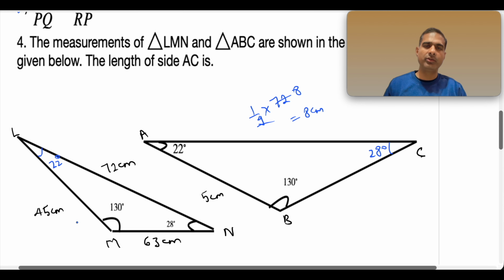So from here we came to know that every side of triangle ABC is 1 by 9 times the sides of triangle LMN. So from there, LN was 72 centimeters. So we found out that AC will be 1 by 9 times 72. So that is 8 centimeters. So I hope you have understood this question.